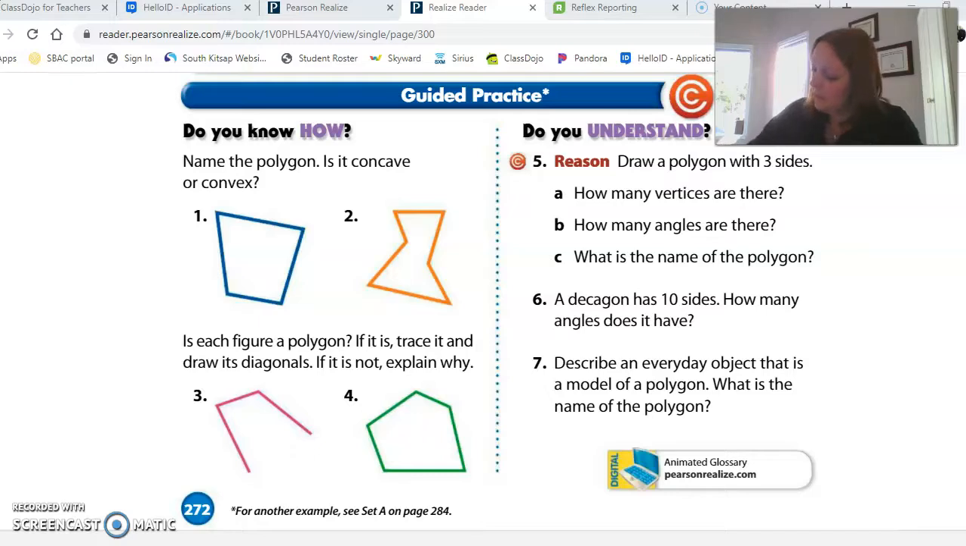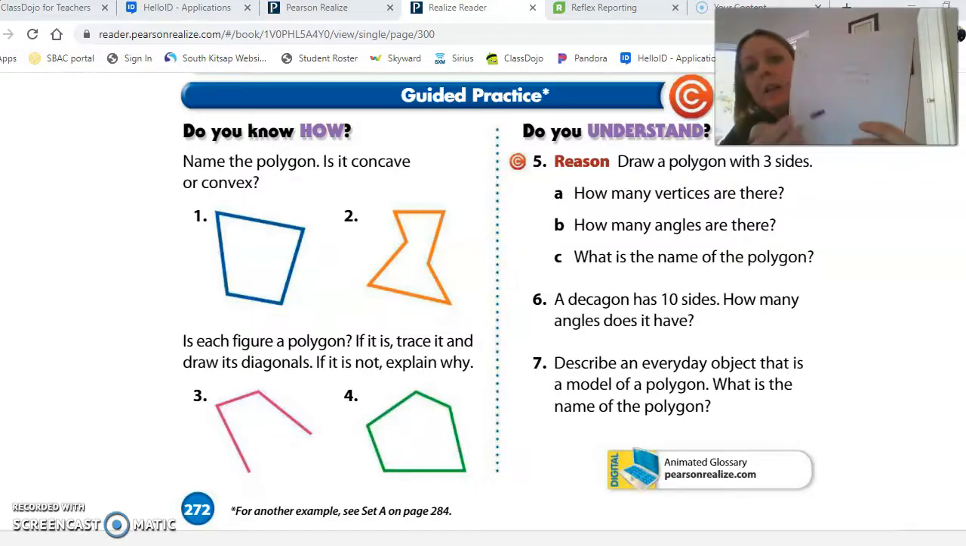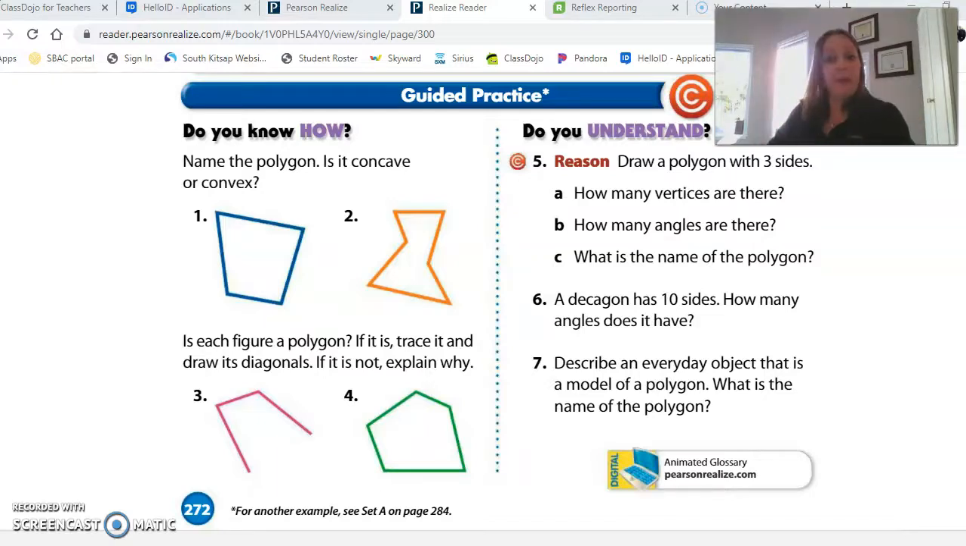And then I know letter A. It says how many vertices are there? Well, there are 3 because when I look at this, there are 1, 2, and 3 vertices. How many angles? Oh, there are 3. And then the third question is, what is the name of the polygon? And I sure hope you remember that that is a triangle.